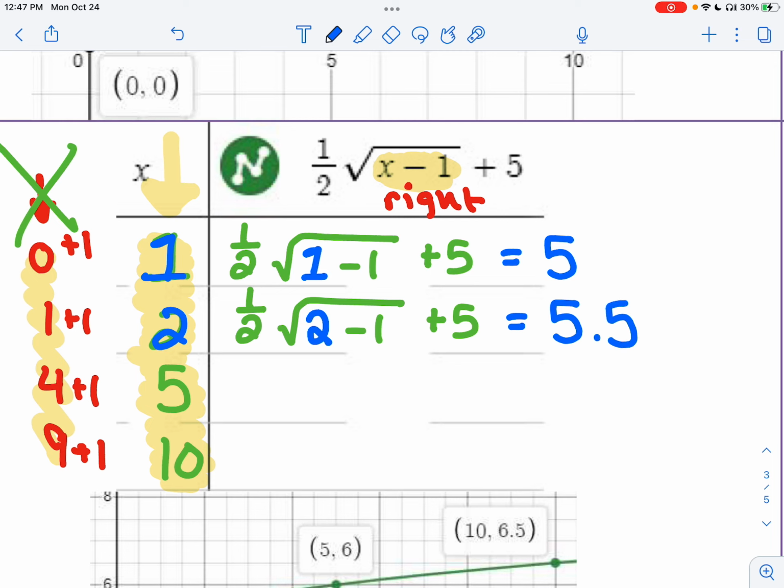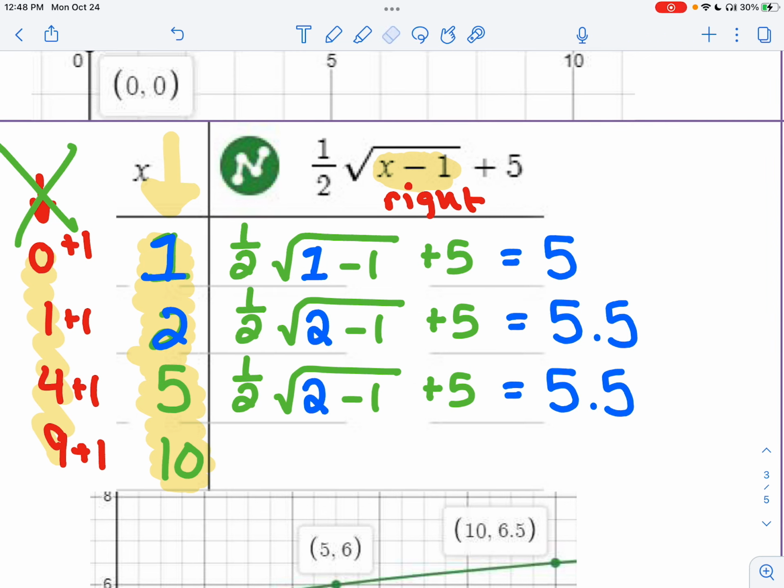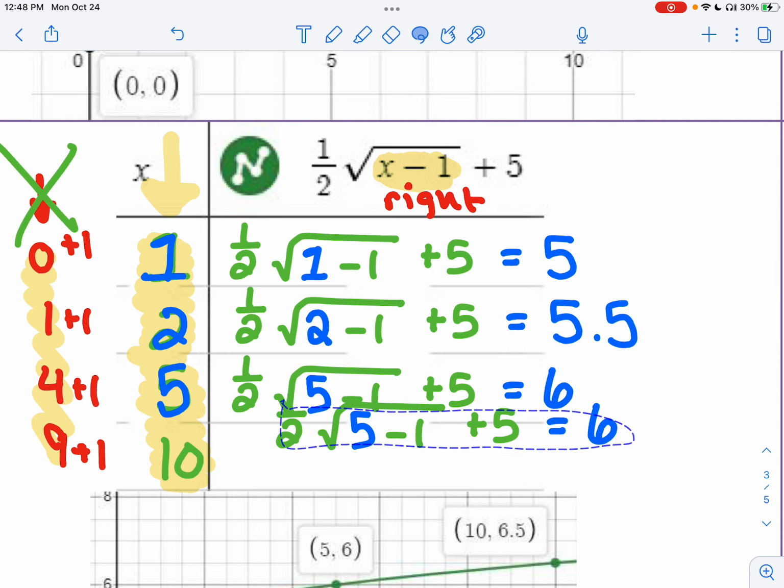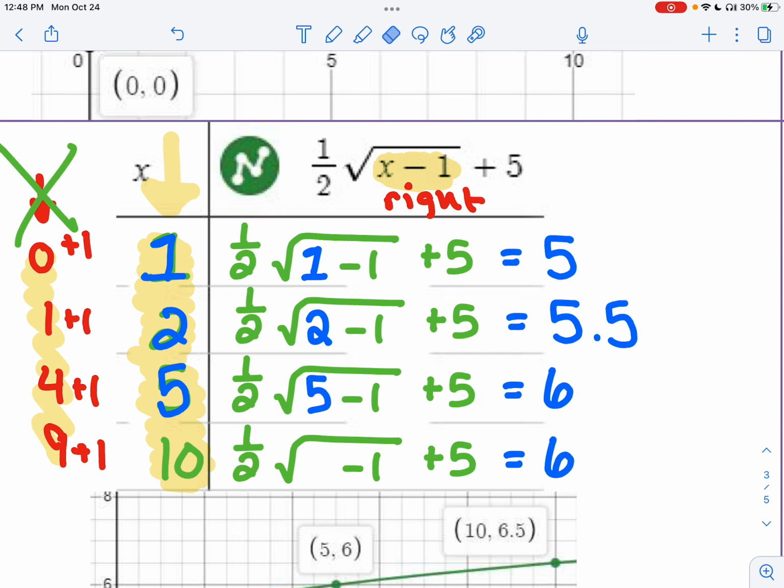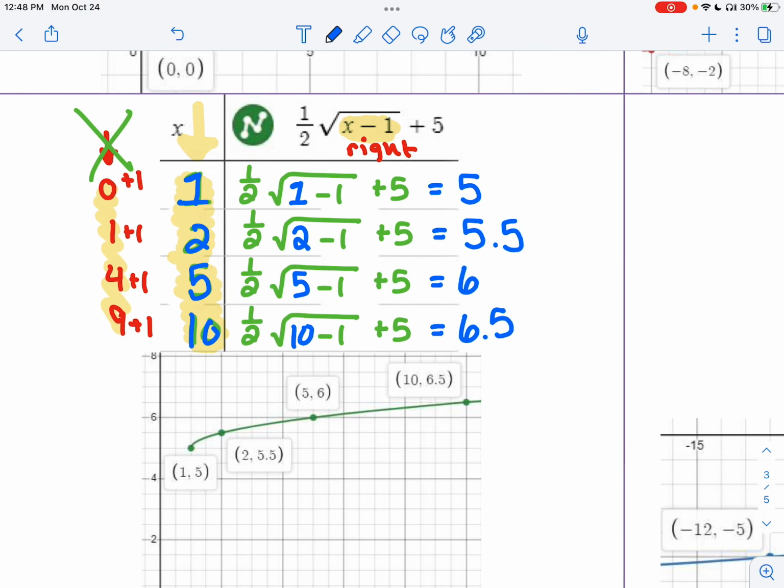All right, let's plug in 5. So again, I'm just going to take this little guy, duplicate him, erase the 2, and put in a 5. So 5 minus 1 is 4. Square root of 4 is 2. 2 times a half is 1, plus 5 is 6. And now I'm going to duplicate that one more time, but this time I am going to plug in 10. So we're going to take that 5 away and put in a 10 now. So 10 minus 1 is 9. Square root of 9 is 3. Times a half is 1.5. Plus 5 is 6.5. And you can see down here, I already knew what they were going to be.